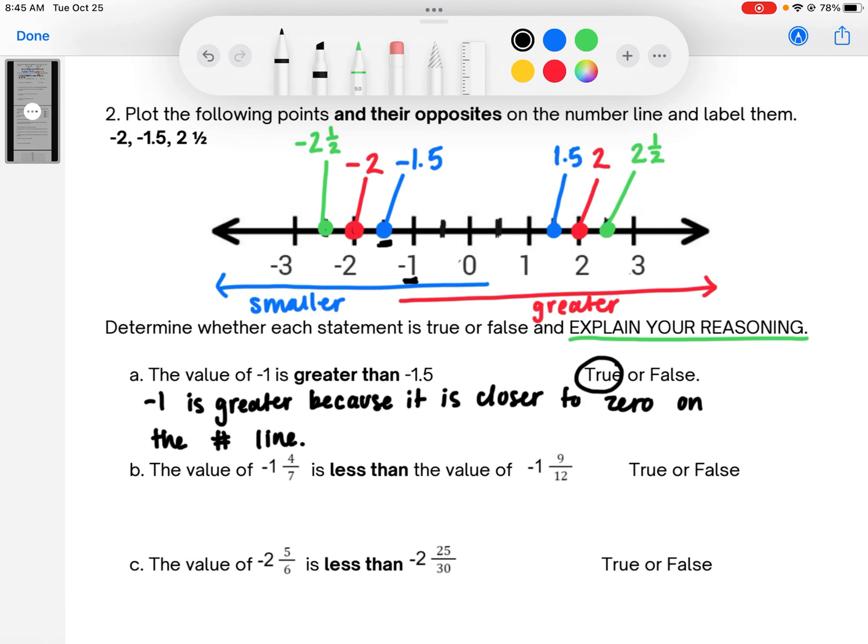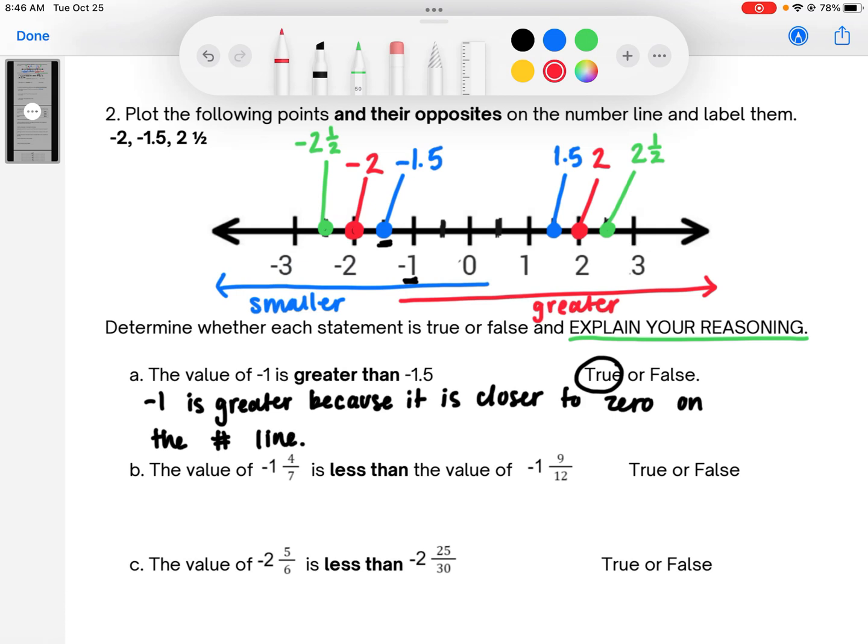All right, so this next one, the value of -1 and 4/7 is less than the value of -1 and 9/12. A lot of you, when we were doing the practice in class and working on this, I saw just saying true or false and saying it's closer to 0. You won't truly know unless you get common denominators.